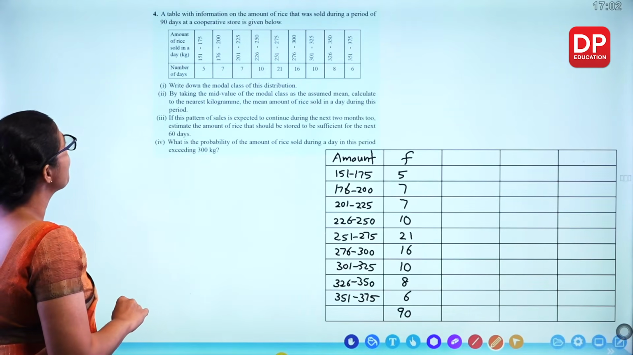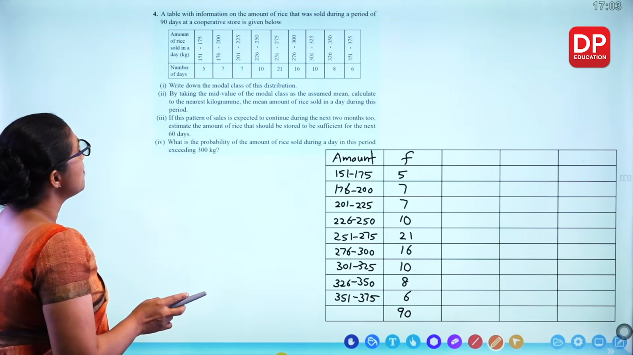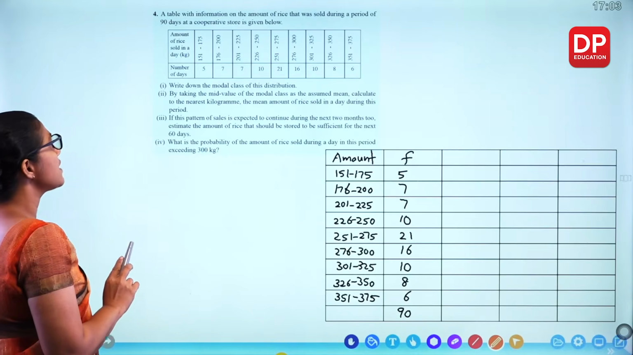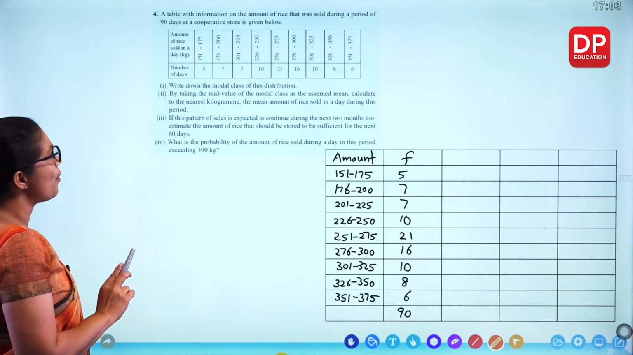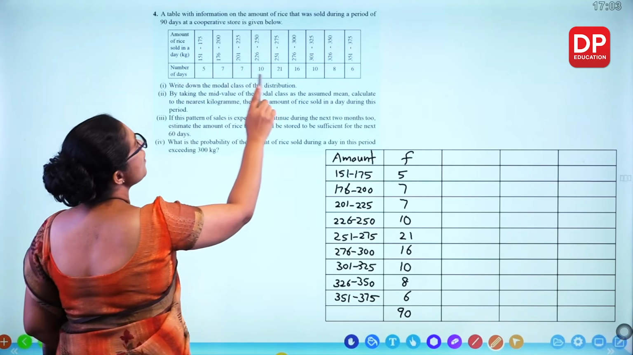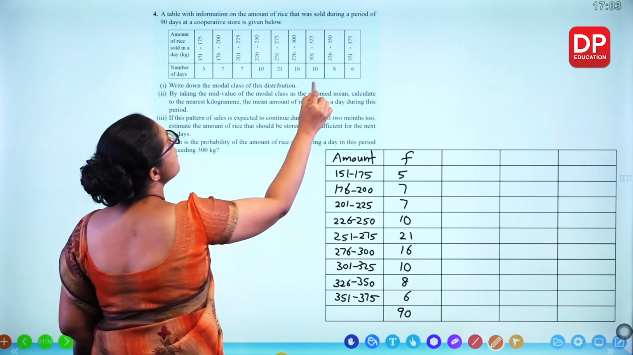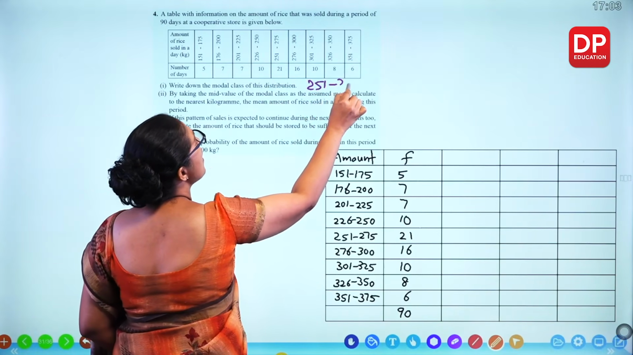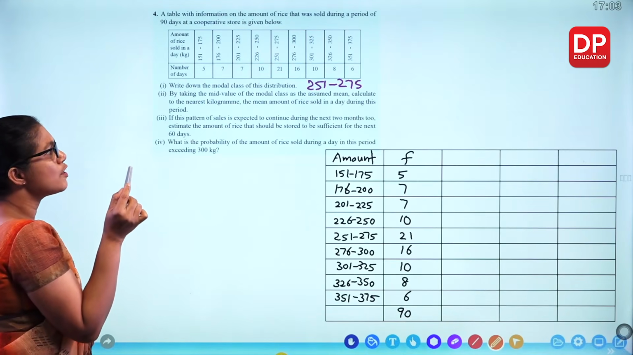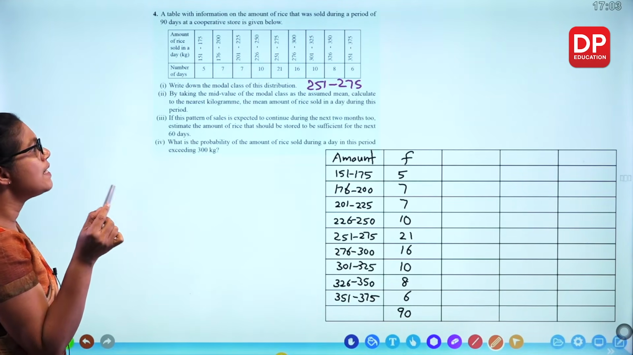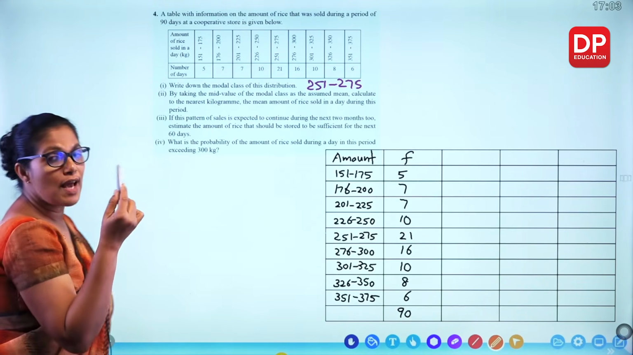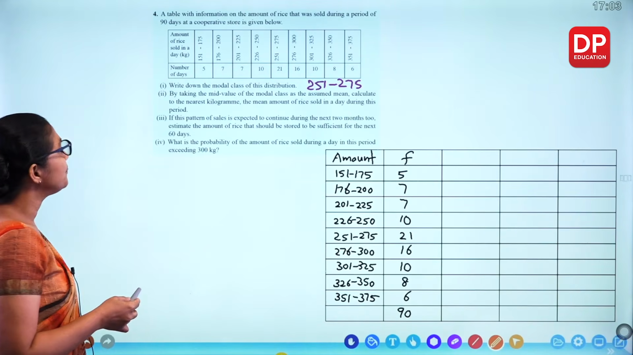Question number 4. A table with information on the amount of rice that was sold during a period of 90 days at a cooperative store is given below. Write down the modal class, the one which has the highest frequency, that's 21, 251 to 275. By taking the mid value of the modal class as the assumed mean, calculate, to the nearest kilogram, the mean amount of rice sold in a day during this period. So, we have to find out the mean value.